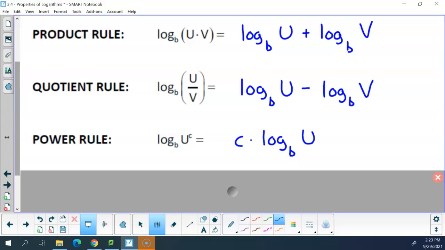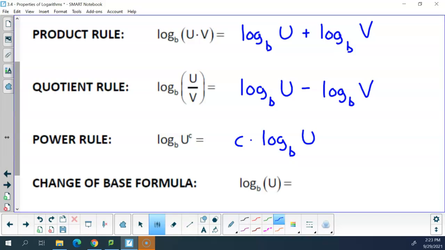We will use these three rules to expand and condense logs. If we're expanding logs, we're going to take one log and we're going to make it become many logs. If we're condensing, we're going to take many logs and make it become one log. So these rules work in both directions.